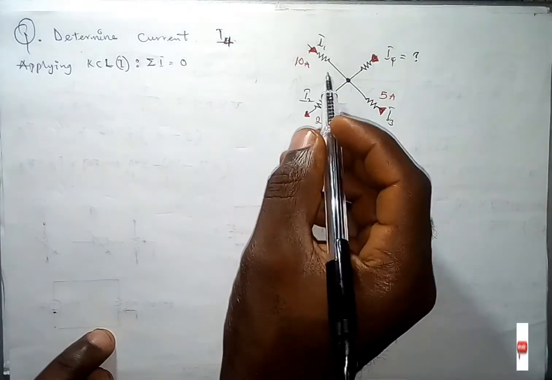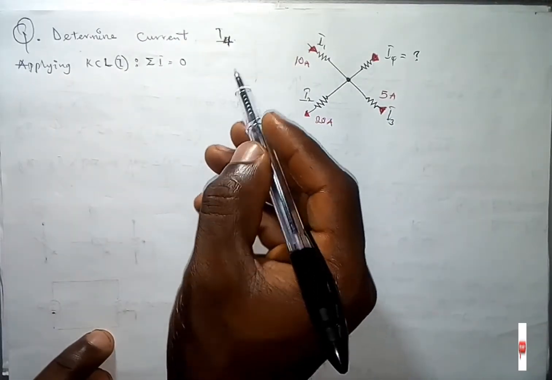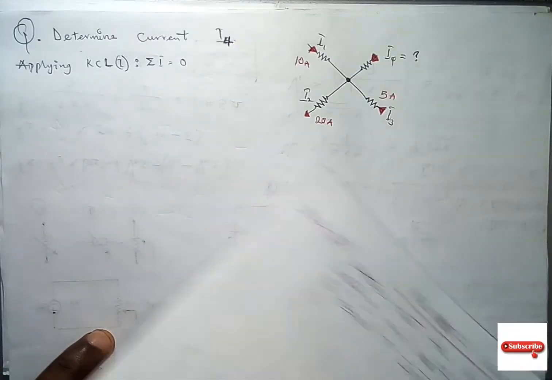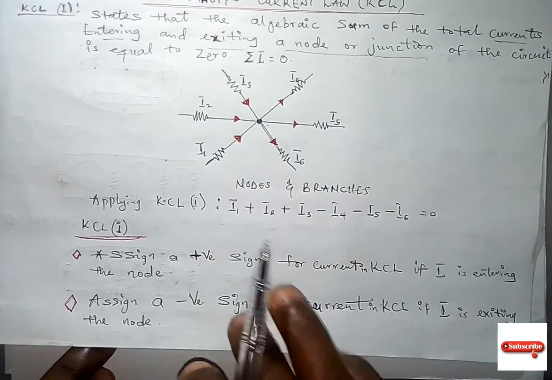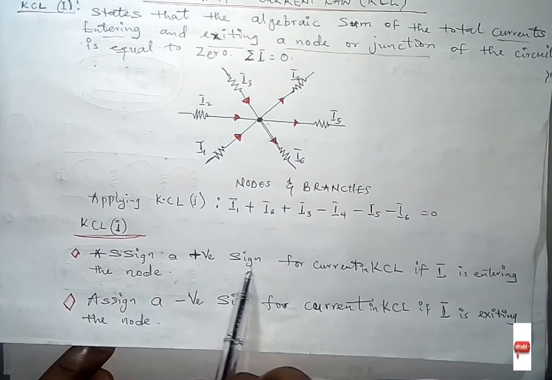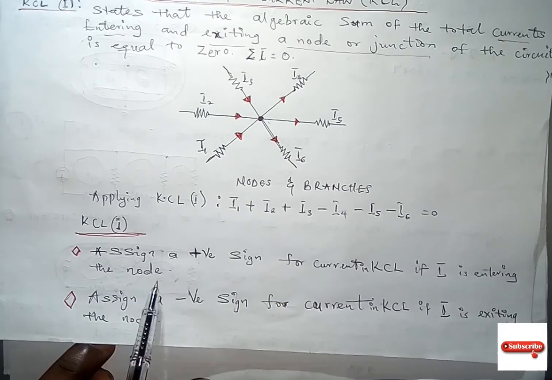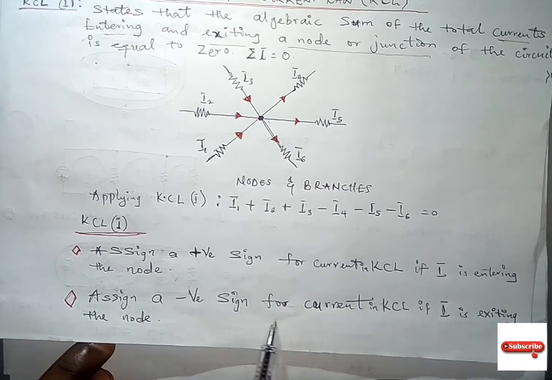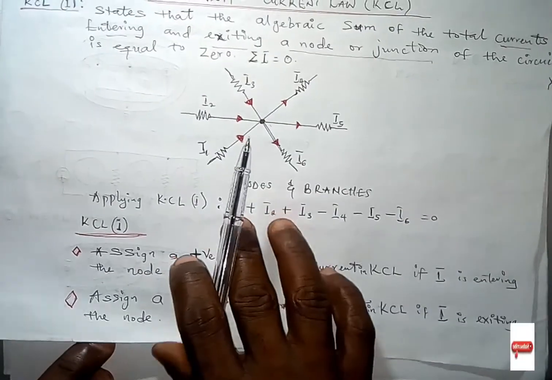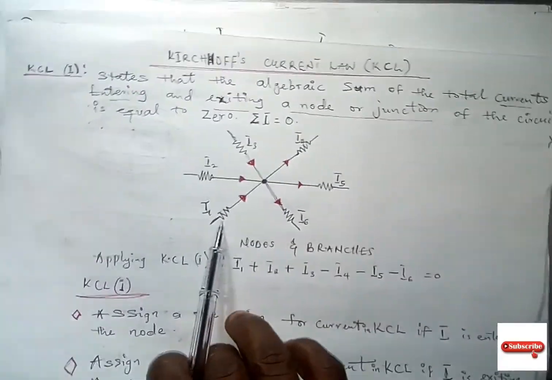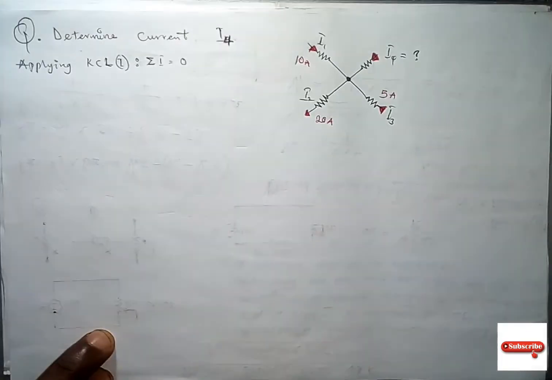So now, let's quickly recall the rules we gave ourselves earlier. We said we should apply a positive sign for current that is entering the node, and a negative sign for current that is exiting the node. So I think that is what we are going to use as far as the first method is concerned. That is exactly what we are going to do.